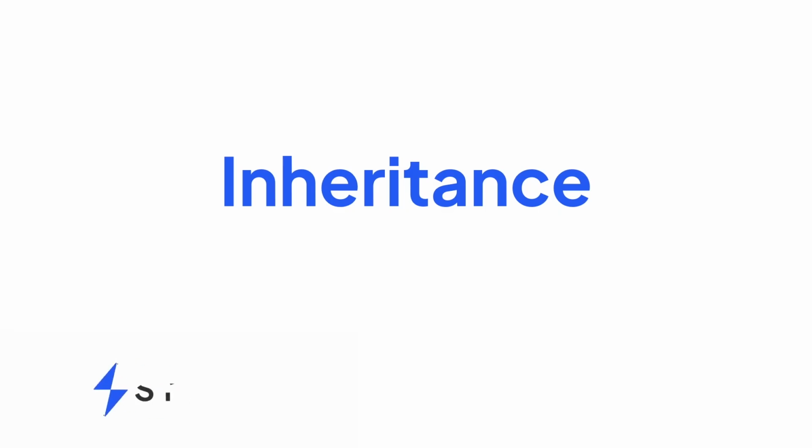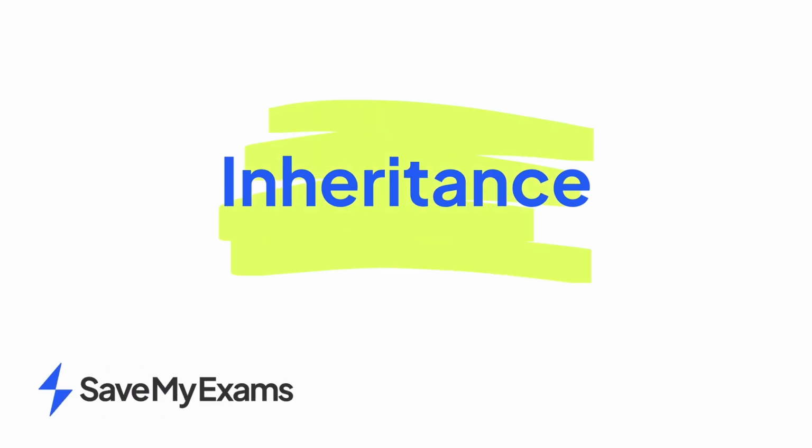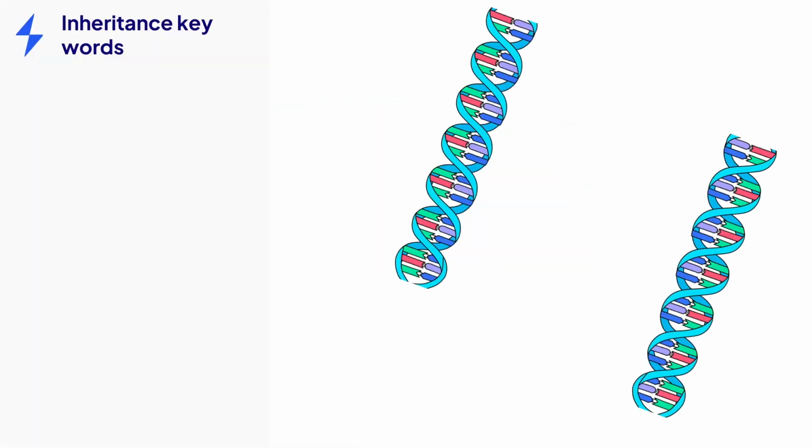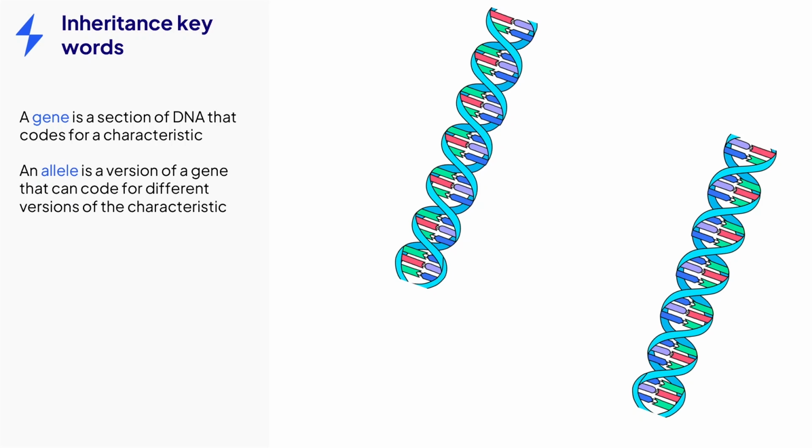This video is on the topic of inheritance. Before going into the details of inheritance, it is important to remind ourselves of some of the key words of the topic. We remember that a gene is a section of DNA that codes for a characteristic, but an allele is a version of a gene that can code for different versions of the characteristic.